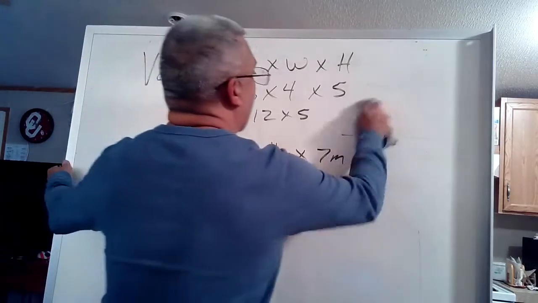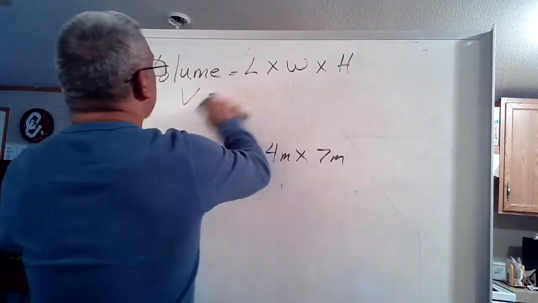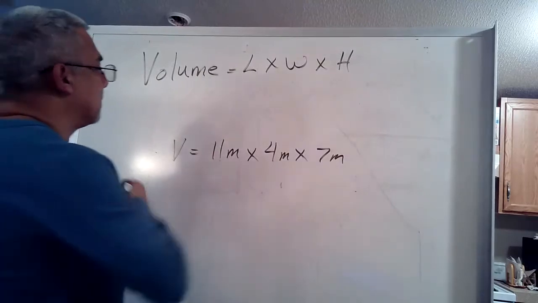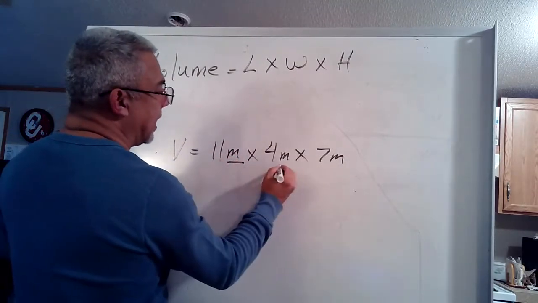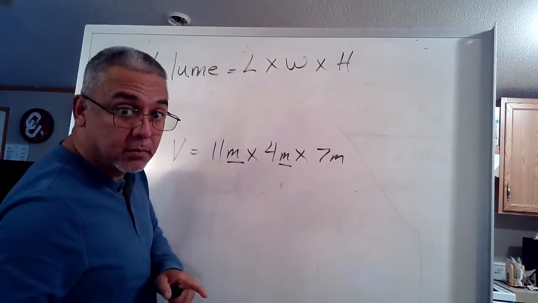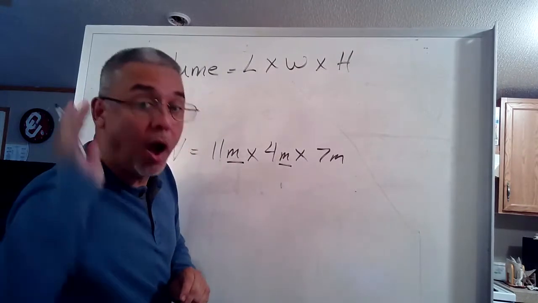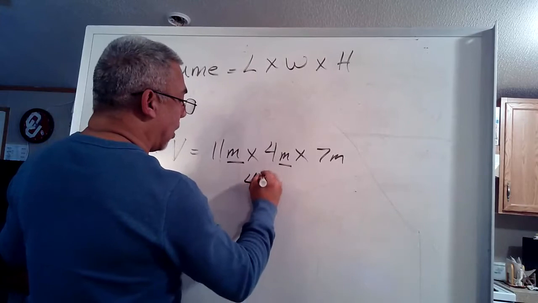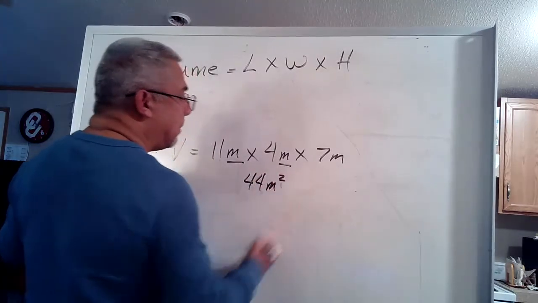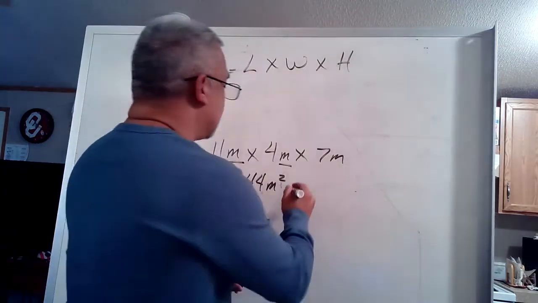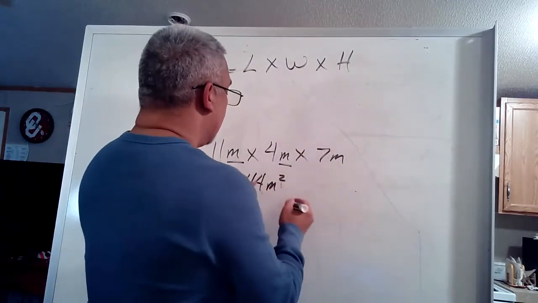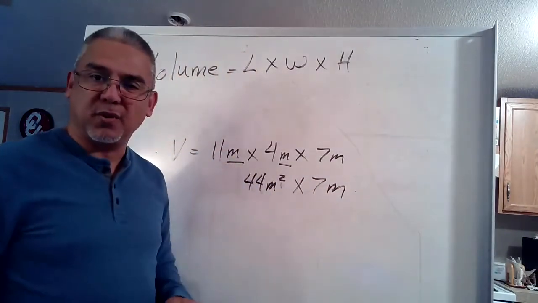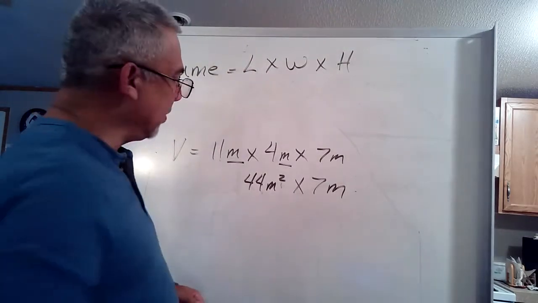So, here we go. Now, we're going to make this go away, and we're going to work with this. What do we got? Remember, you have an m here and an m here, and m times m gives me what? Yes, right. So, 11 times 4 is 44, gives me 44m to the itty-bitty 2. 44m to the itty-bitty 2 times 7m. Well, this one ain't so bad. I should have gave you a harder one than this.